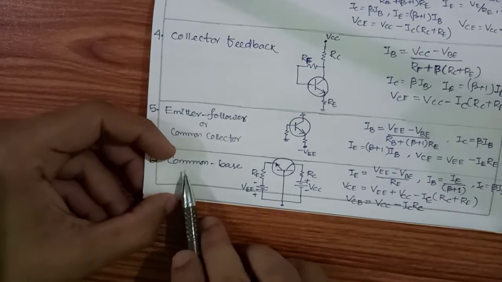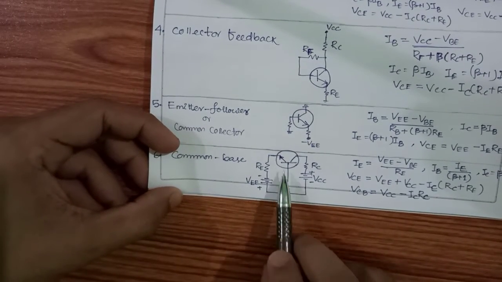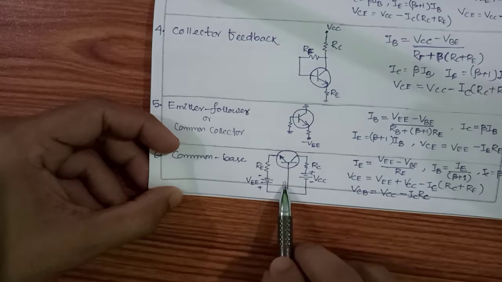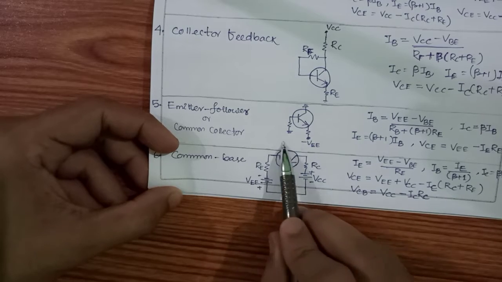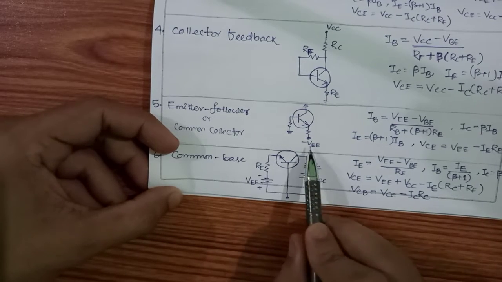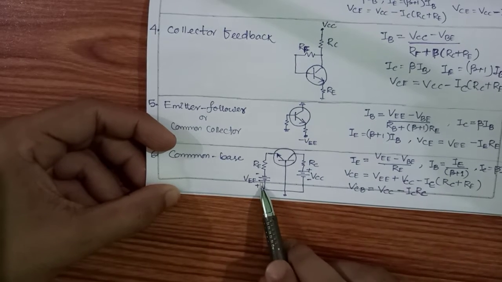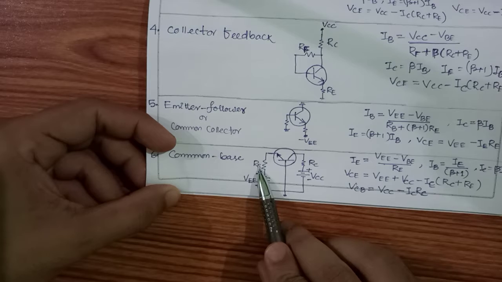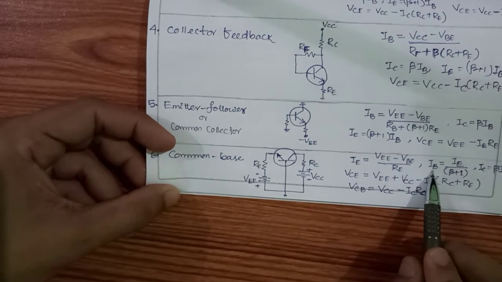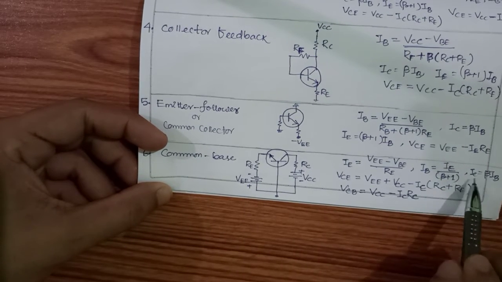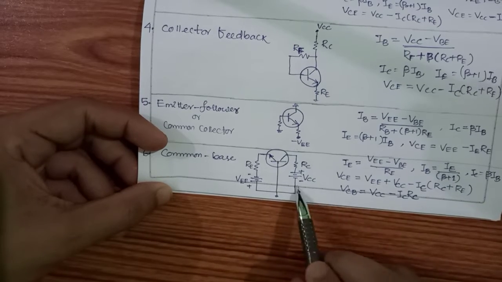Then the last one is the common base. Here the base is common, and the first loop we write is between emitter and base, and the output loop is between collector and emitter, the outer loop. Here we will find the value of IE first. IE is nothing but VEE minus this drop divided by this resistor, and from IE we can get IB. Once I get IB, I can easily find my IC. Then for the output loop I will write my VCE.